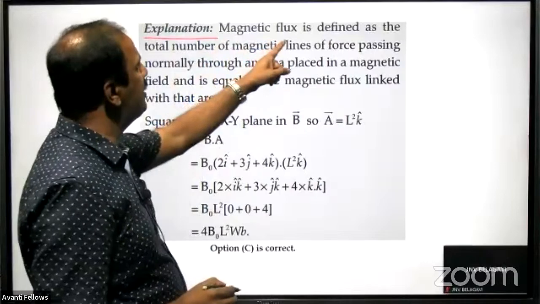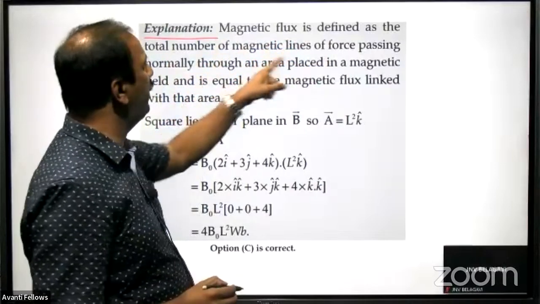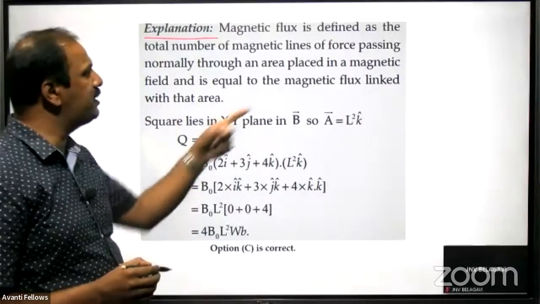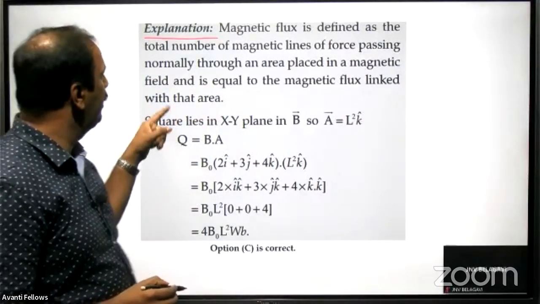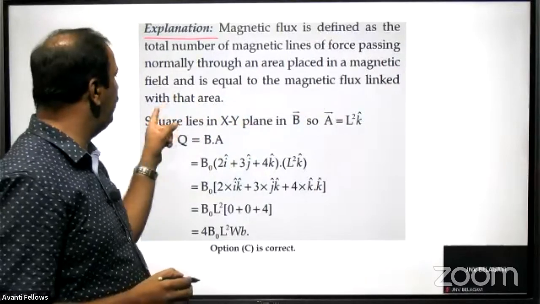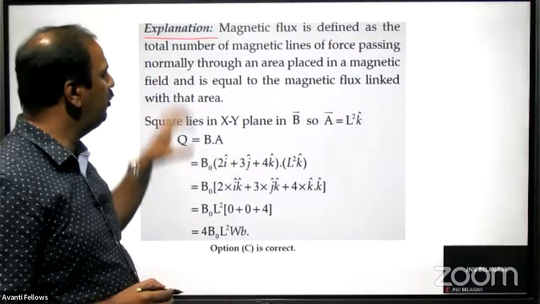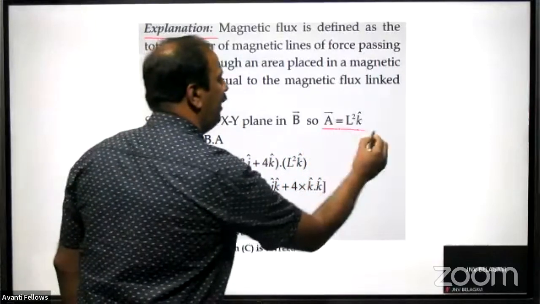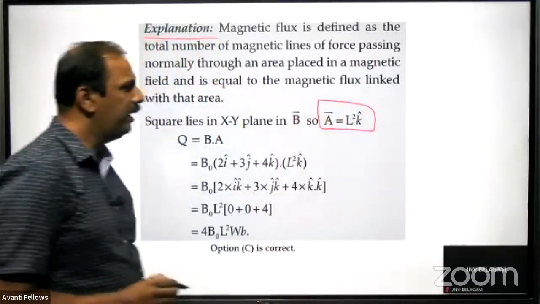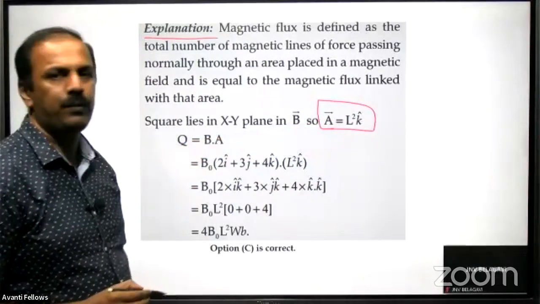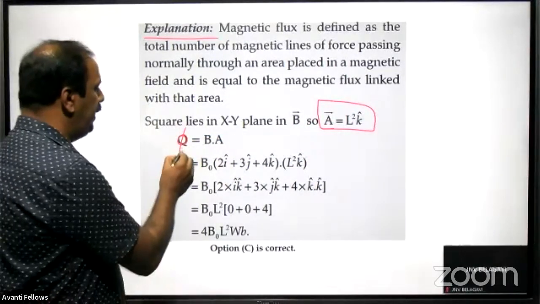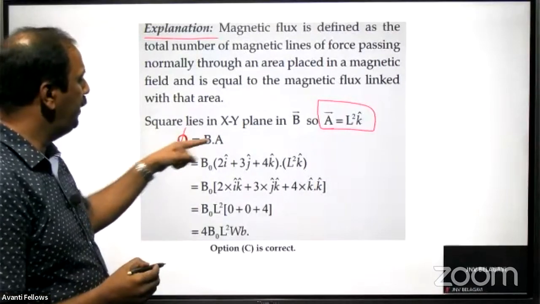The magnetic flux is defined as the total number of magnetic field lines of force passing normally through an area placed in the magnetic field, and is equal to the magnetic flux linked with the area. So the normal is given. The area is given by this, which we did just now: area is equal to L square K. Now what is the flux? The flux phi B is given by B dot A.